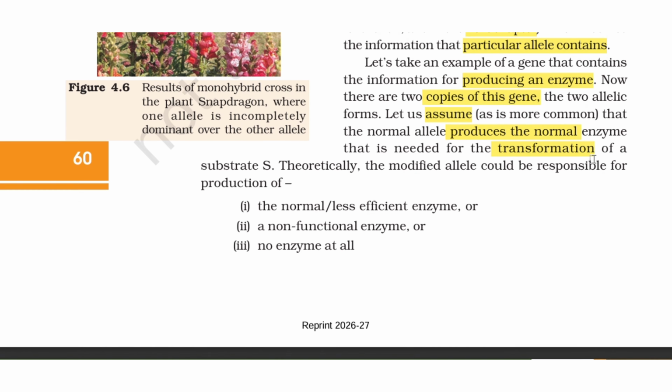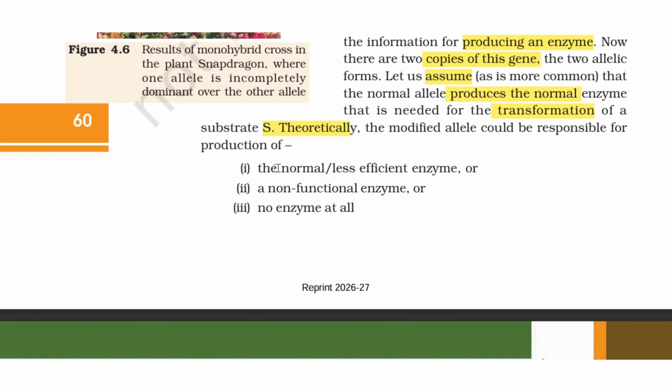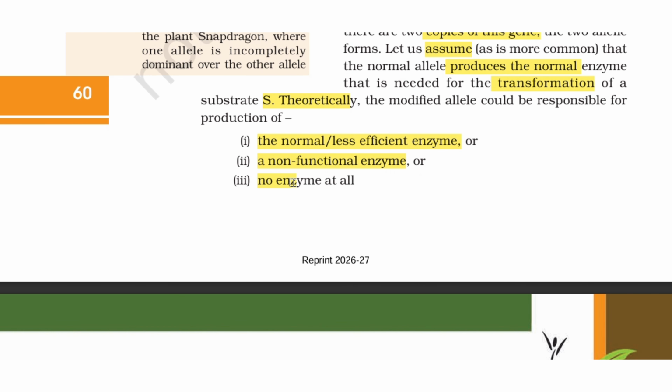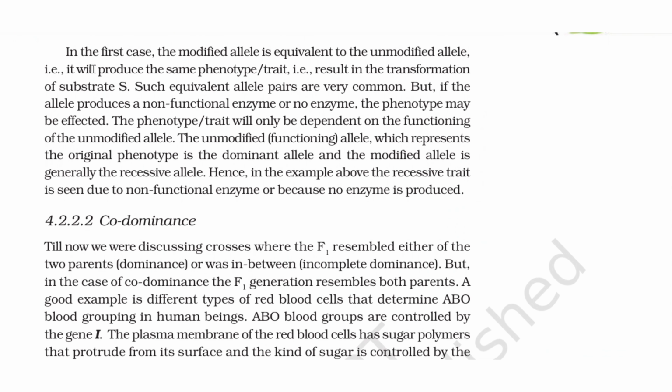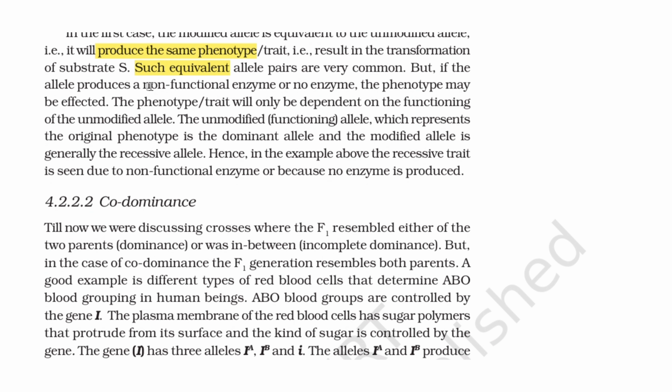Theoretically, the modified allele could be responsible for production of 1. the normal enzyme, or 2. a less efficient enzyme, or 3. a non-functional enzyme, or 4. no enzyme at all. In the first case, the modified allele is equivalent to the unmodified allele, i.e., it will produce the same phenotype trait, i.e., result in the transformation of substrate S. Such equivalent allele pairs are very common.